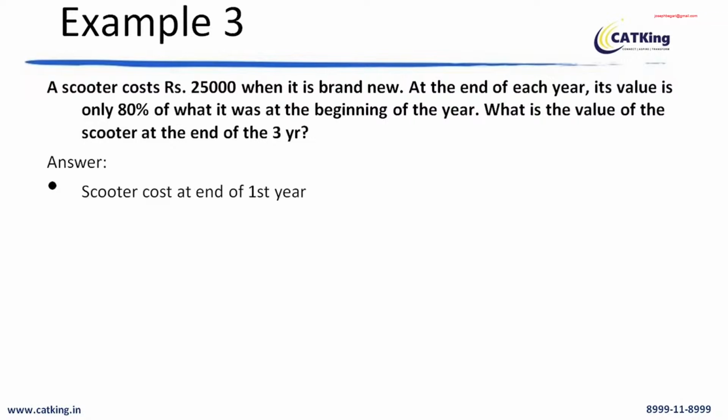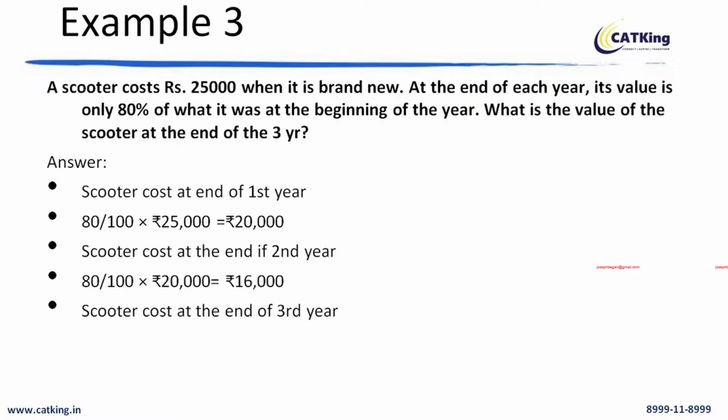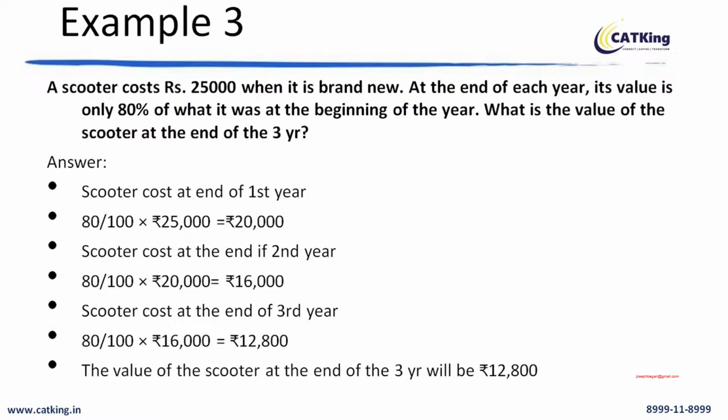So the scooter cost at the end of the first year will be 80% of 25,000, so the scooter will be worth 20,000. The scooter at the end of the second year will be 80% of 20,000, which is 16,000. Now the scooter cost at the end of the third year, which we have to find, will be 80% of 16,000, which is 12,800. That is the answer. So the value of the scooter at the end of 3 years will be 12,800. Simple. Fair enough? Alright. So let's move on to the next question. I hope you've understood this.